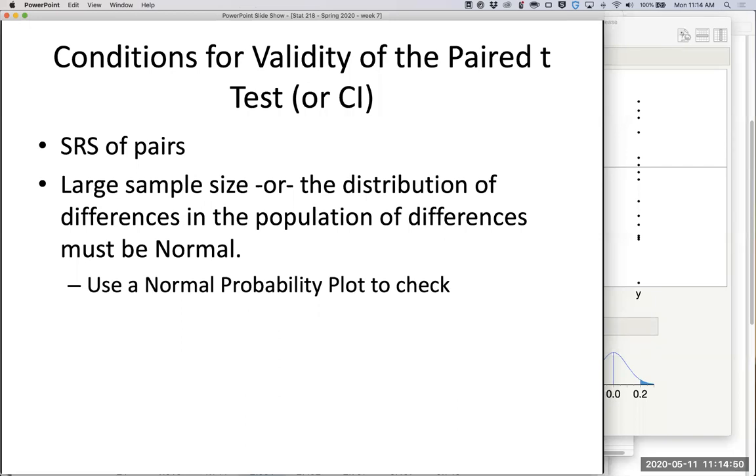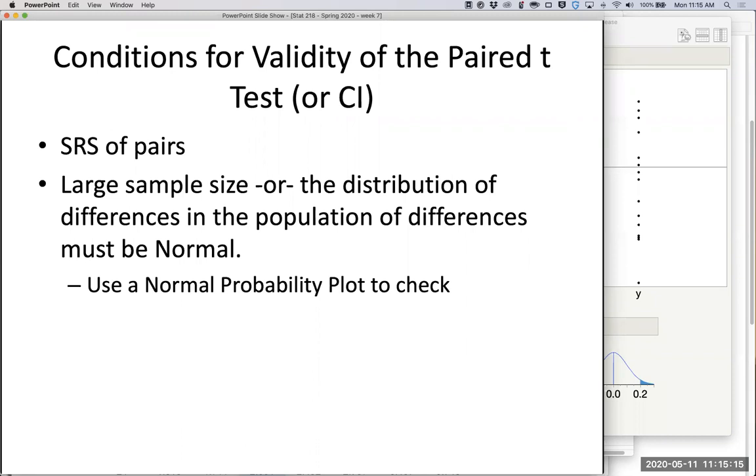You gotta have a fair sample, a simple random sample of pairs. There are methods that we could use to deal with stratified samples of pairs and other methods of sampling, cluster sampling, etc. But in our class, basically think simple random sample is the method that we work with. And these other sampling methods that we have identified will be appropriate as long as there's randomness.